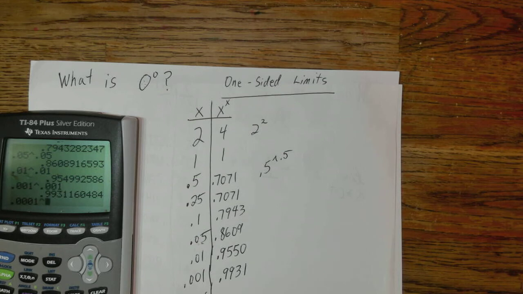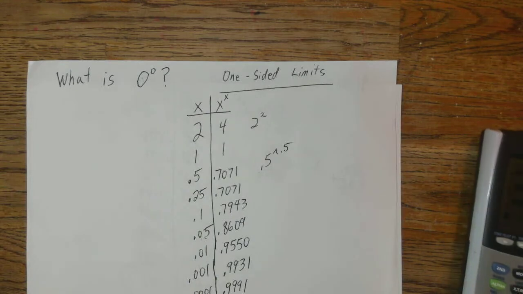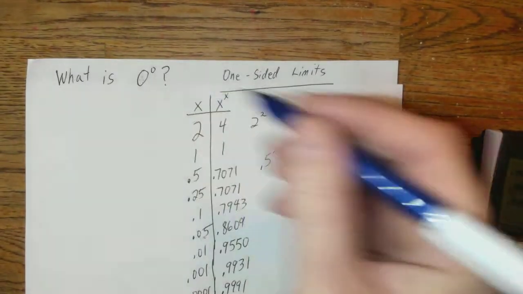What about 0.0001? 0.0001 to the power of 0.0001. And I'm looking at 0.9991. Then 0.00001 to the power of 0.00001 gives 0.9999. I'm guessing this will be about what we're going to see the rest of the way, and we actually get close to 1.